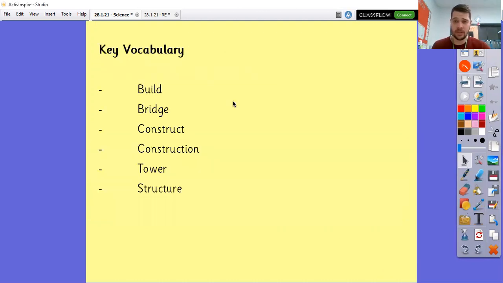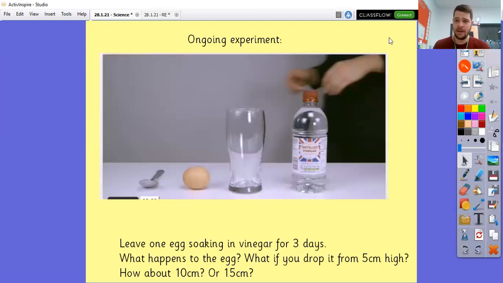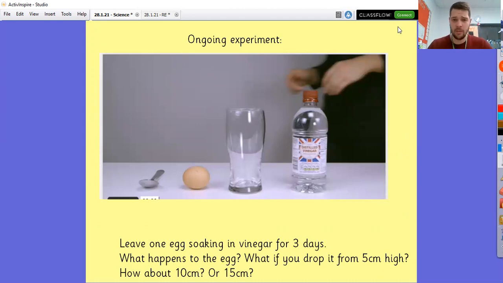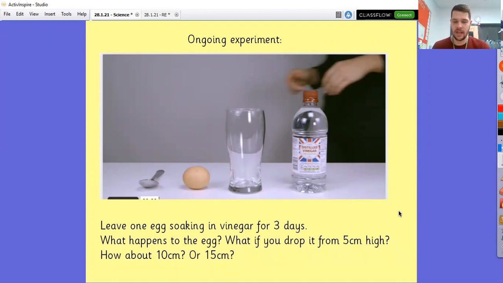Key vocab for this unit, really important ones: build, bridge, construct, construction, tower, and structure. And a bit of a fun ongoing experiment for you here. As we're looking into materials, I thought this would be a nice one to investigate. You need a spoon, one egg, a pint glass, and some vinegar. It's got distilled vinegar there.